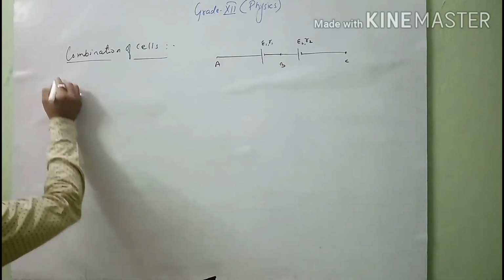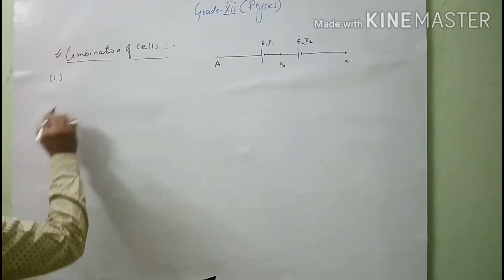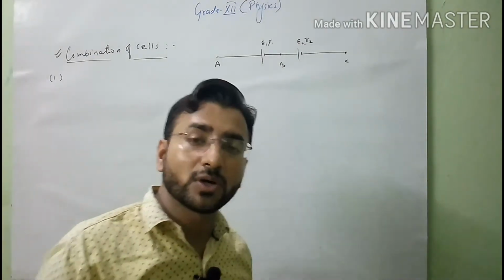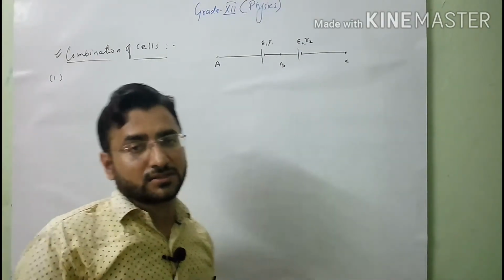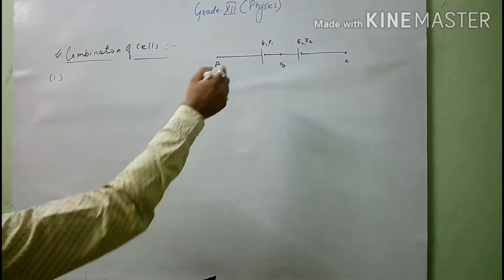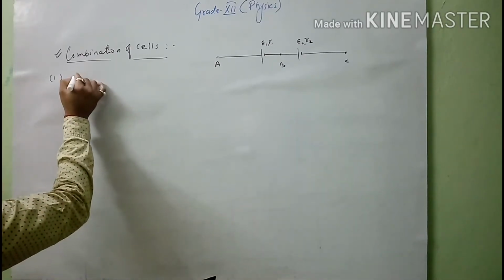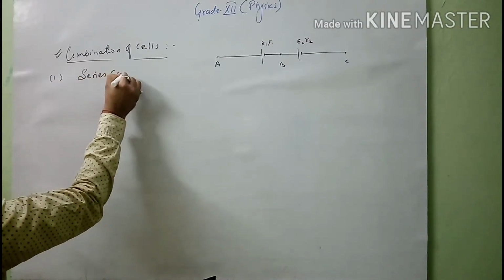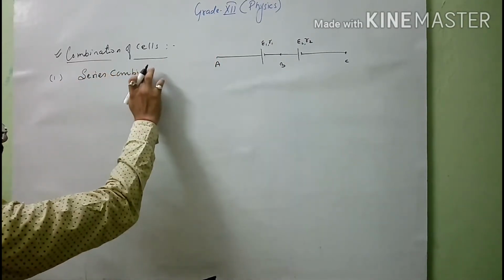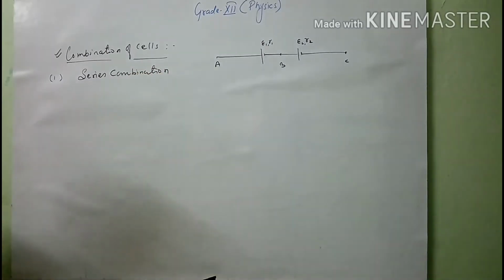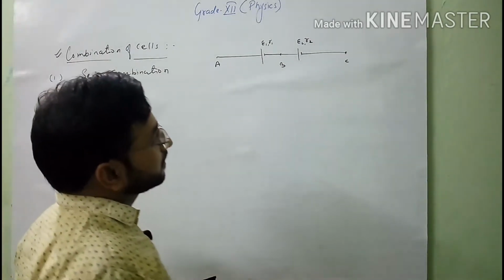In all this process, we have two ways to find the equivalent resistance, and when we talk about the equivalent resistance, we are talking about the equivalent internal resistance. Clear, student? So we will get the equivalent internal resistance as well as the equivalent EMF in the combination of cells. The first combination is series combination, which I am discussing in front of you. After that we will talk about the parallel combination.